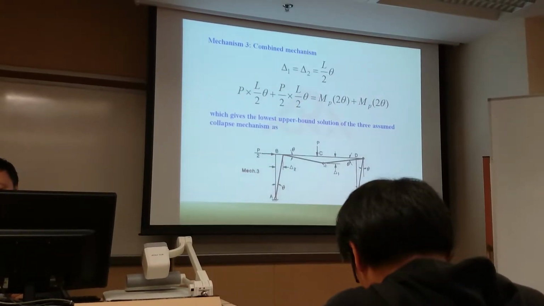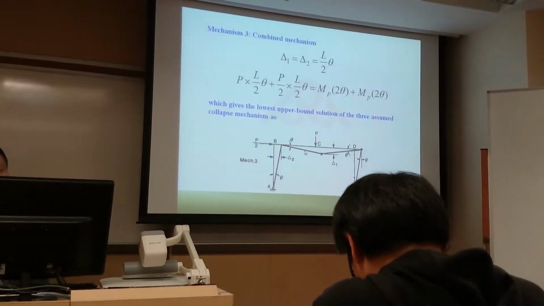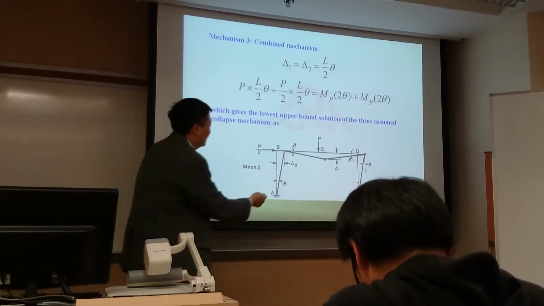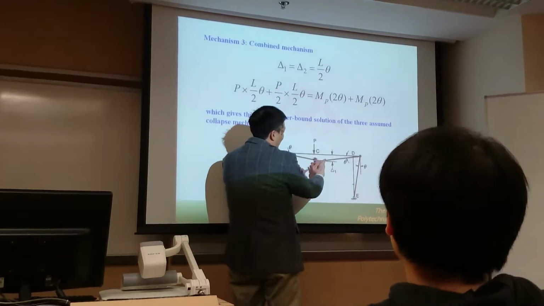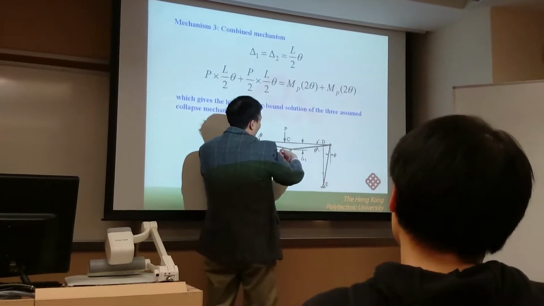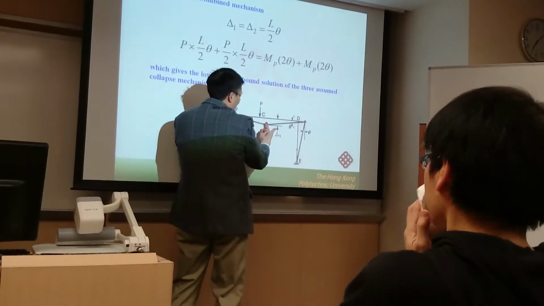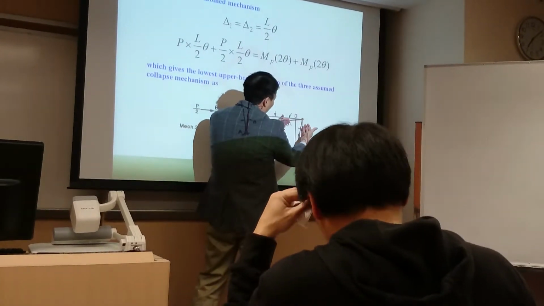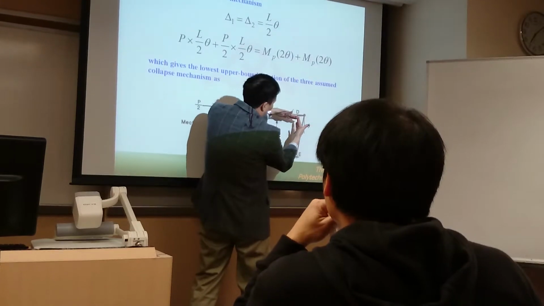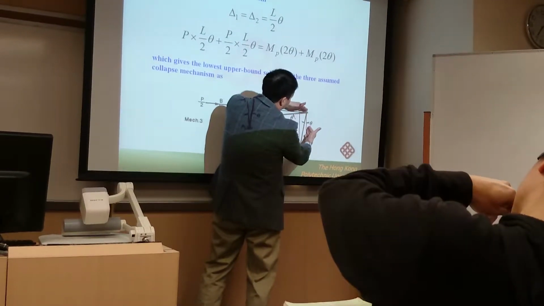So the moment here is in this direction because the deflection is like this. If you want to produce this deflection, the moment must be in this direction. So this is the sagging moment. We assume the sagging moment is positive. For this point, originally this is a normal angle, 90 degrees.